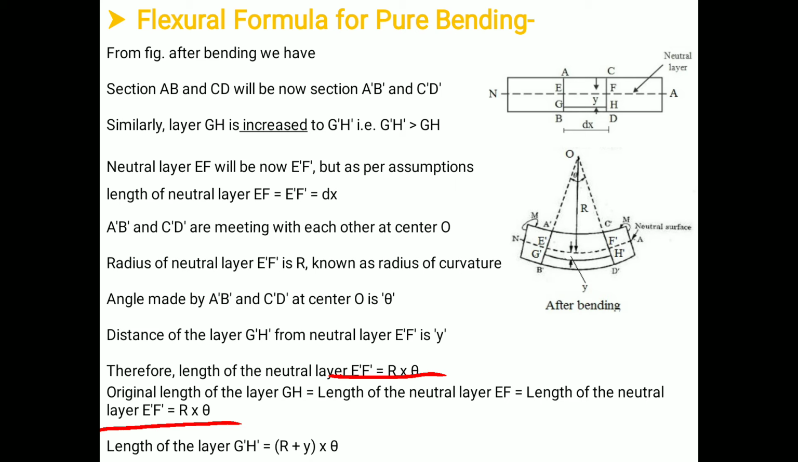Therefore, if you concentrate on the figure, the length of layer G dash H dash will become R plus Y into theta, because we have E dash F dash equal to R theta, and if you have to find the value of G dash H dash, then R plus Y into theta will give you the length of G dash H dash.